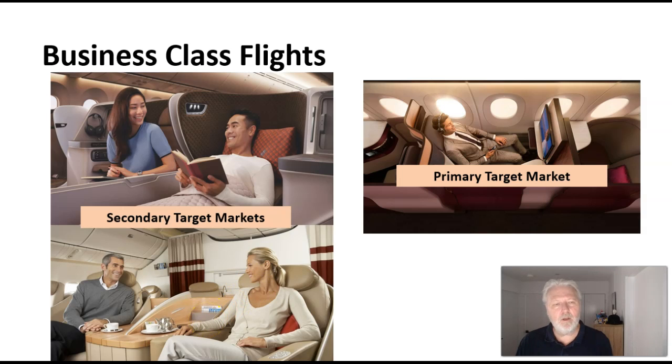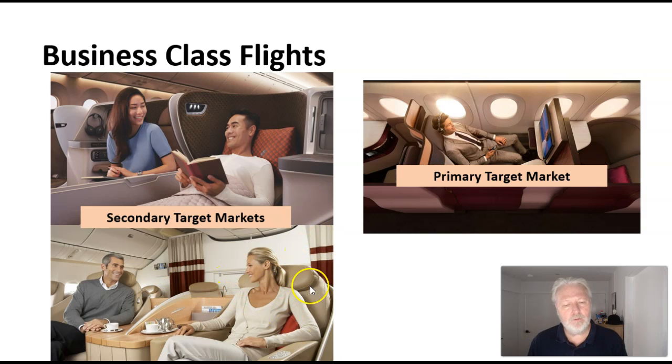Our secondary target markets, up the top here, I've got a couple representing a special occasion, such as a honeymoon. You could also have older people who've saved up for their trip of a lifetime. These people are occasional purchasers of business class. A honeymoon's going to happen once in most people's lives. The trip of a lifetime at retirement is probably going to happen once. So there's no point building a marketing mix around those people because they're occasional.